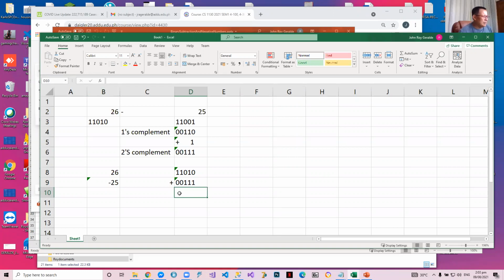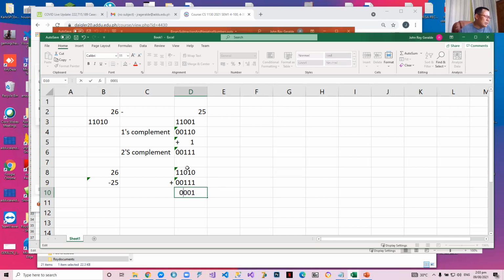So 0 plus 1, let's do that. 0 plus 1 is 1. Okay. So this is a 1. 1 plus 1 is 0, carry 1. Right? So we carry a 1 here. So this is 1 plus 1, that's another 0. Because 1 plus 0 plus 1, that's another 0. Carry 1. 1 plus 1 is another 0 with another carry. Are we correct?